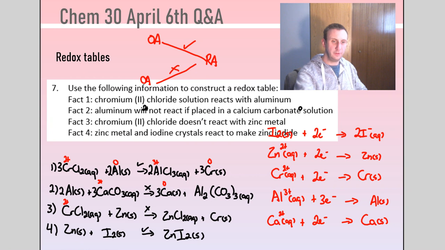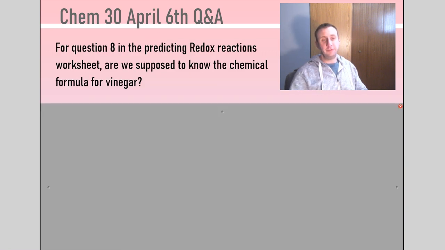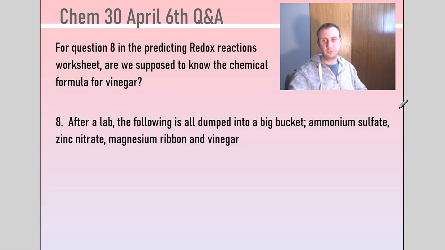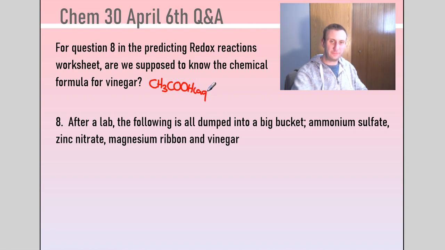All right, moving forward. For question 8 in the predicting redox reactions worksheet, are we supposed to know the chemical formula for vinegar? You don't actually need it for question 8, but you should know the chemical formula for vinegar. It's acetic acid. So vinegar is CH3COOH aqueous, and it's actually a very dilute solution of acetic acid. If you want, we can go through this question and you can see how that goes.